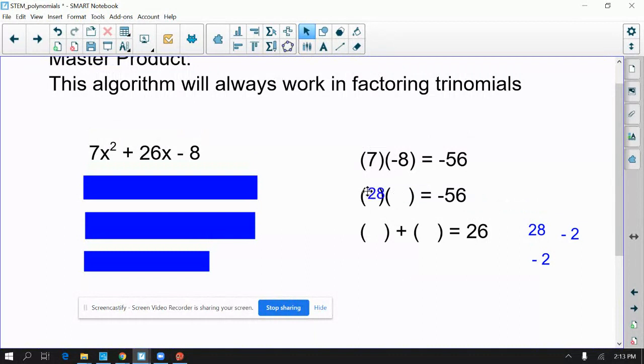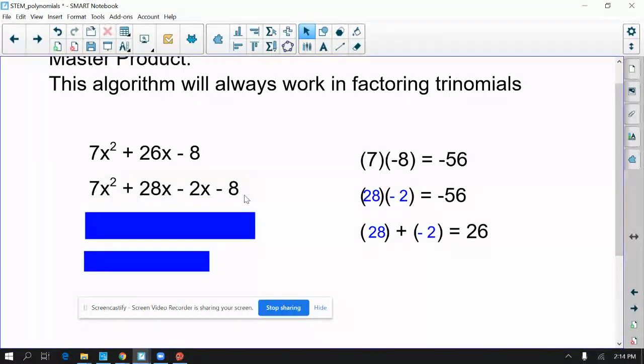The two numbers in this case are 28 and negative 2. 28 times negative 2 equals negative 56. And if you add these two, you get positive 26. So it all works out. Now, what do you do with those numbers? You split up this middle term. So I'm going to rewrite this trinomial, but instead of 26, I'm going to write it as 28 and then minus 2. So 28x minus 2x. Notice that these two are like terms, and I know that if I just subtract these two, I'll get right back to my original. So I know I'm not wrong here.